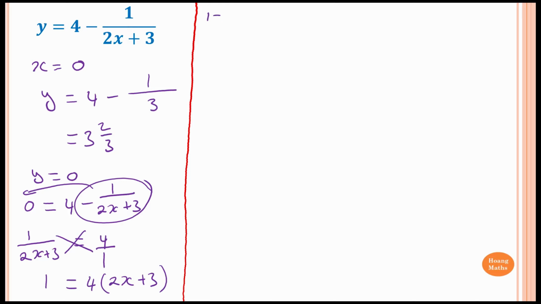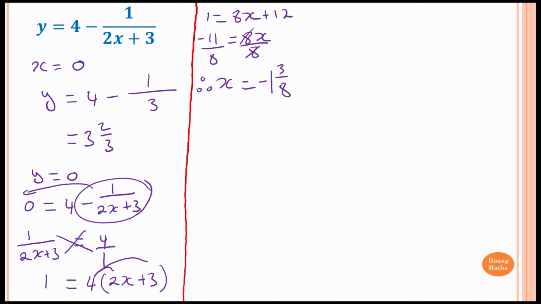So just expanding the bracket. So 1 is equal to 8x, and then 4 times 3 is 12, so plus 12. So move the 12 to the left. So that becomes minus 11 is equal to 8x. I divide this by 8, divide this by 8, this cancels out. So therefore, x is equal to negative 1 and 3/8. That is the x-intercept. So we know that the vertical asymptote is x is different from negative 1.5. So I can just graph it now.